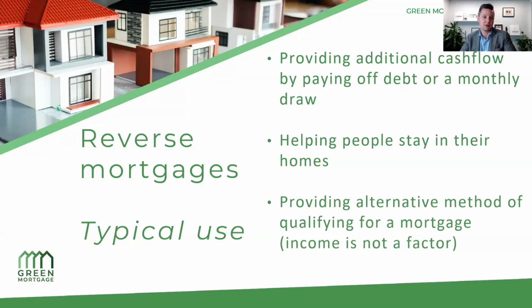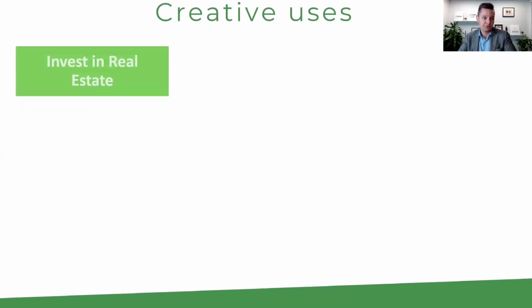And the reason for that is that income is not a factor. So they're not really looking at the income unless you're carrying a lot of other debts, et cetera. Primarily, it's more about ensuring that there is enough equity in the home for you to qualify. And they do look at what the value of the home is, how long the expected life expectancy is, and determining what the maximum amount is for that. And so this is what we typically see for normal reverse mortgage situations. And of course, there are lots of creative solutions too.